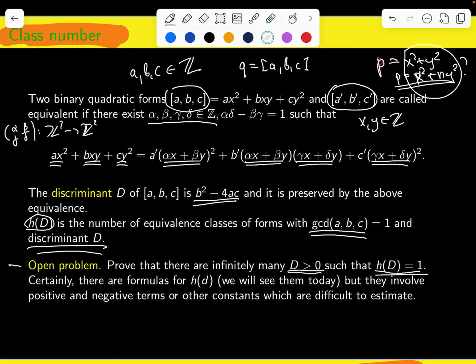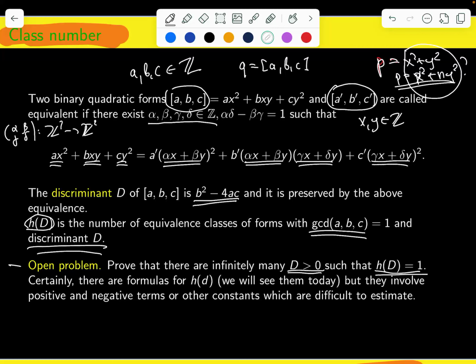So for discriminants less than 0, it's not very difficult to prove that h of d is finite. And then you can also prove that for every number, there are only a finite number of d such that h of d is this number. And you can even classify some of such numbers. But for positive d, it's still an open question.